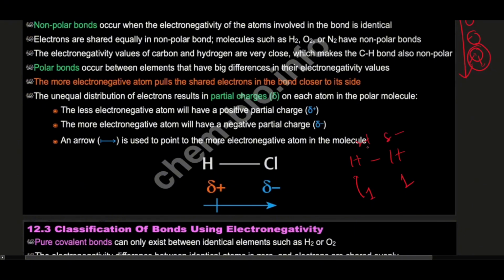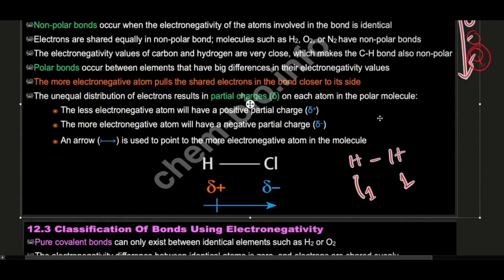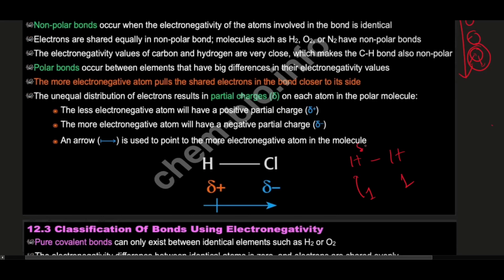And as a result, the polarity which is being produced, what is polarity? Basically the production of a partial positive charge and a partial negative charge in the atoms. The production of these partial charges is known as polarity. Both of them have identical electronegativity. As a result, the bond which is produced is a non-polar bond.